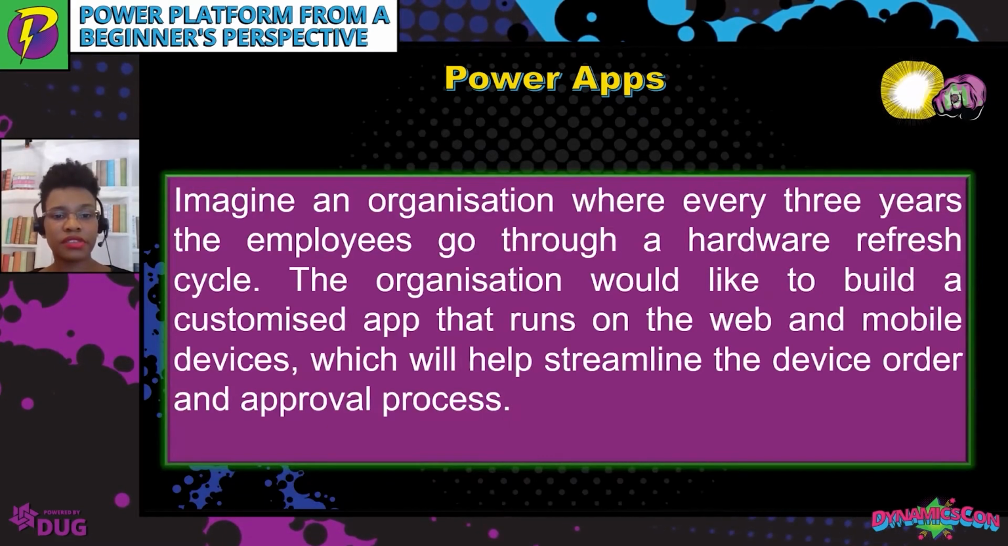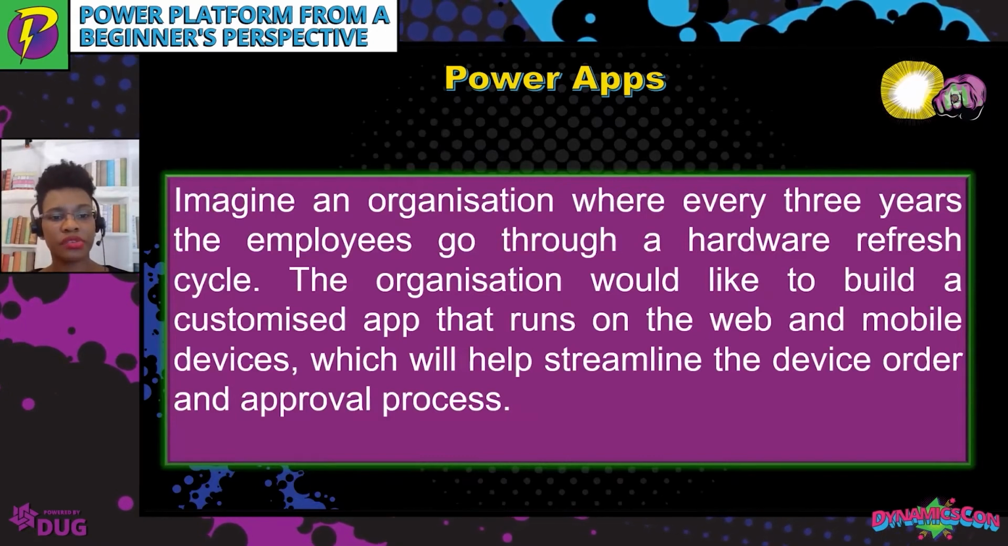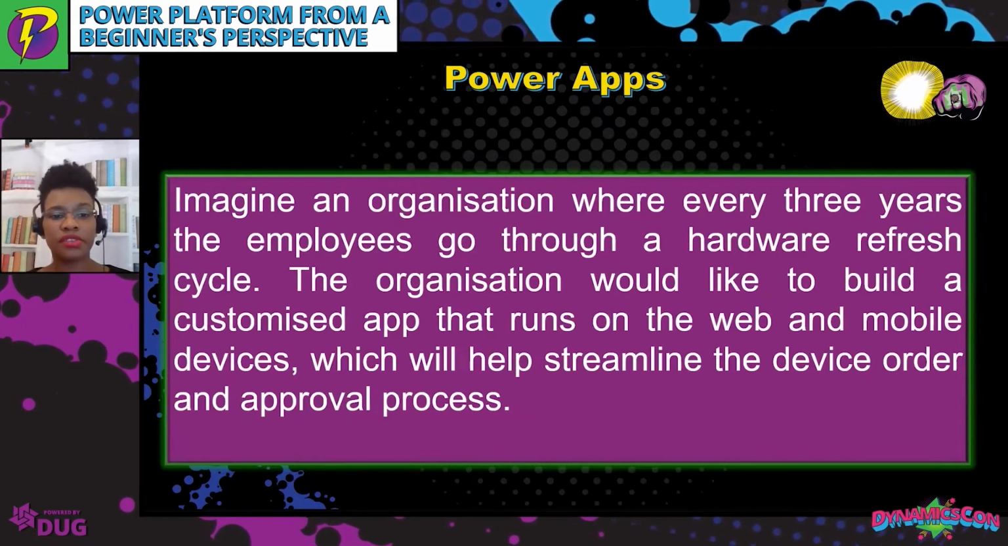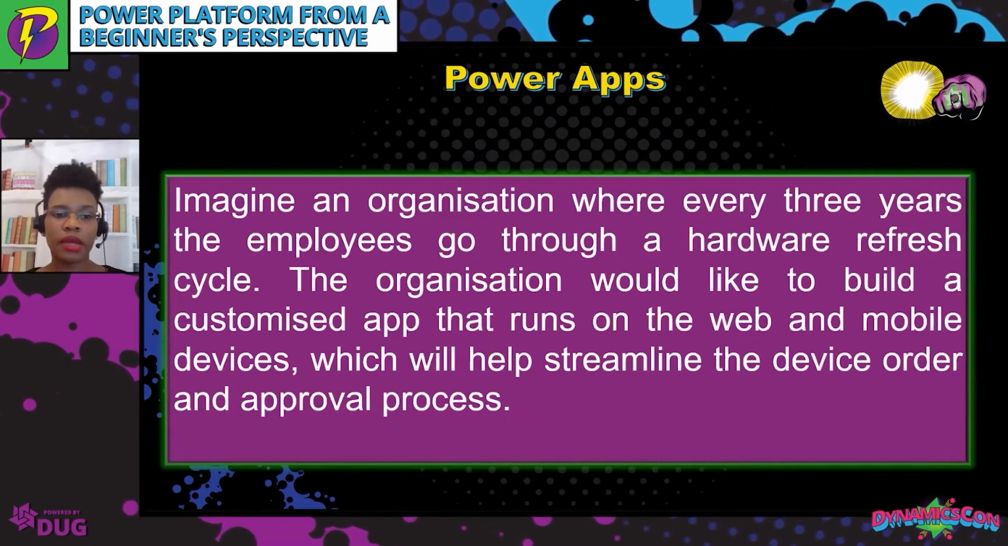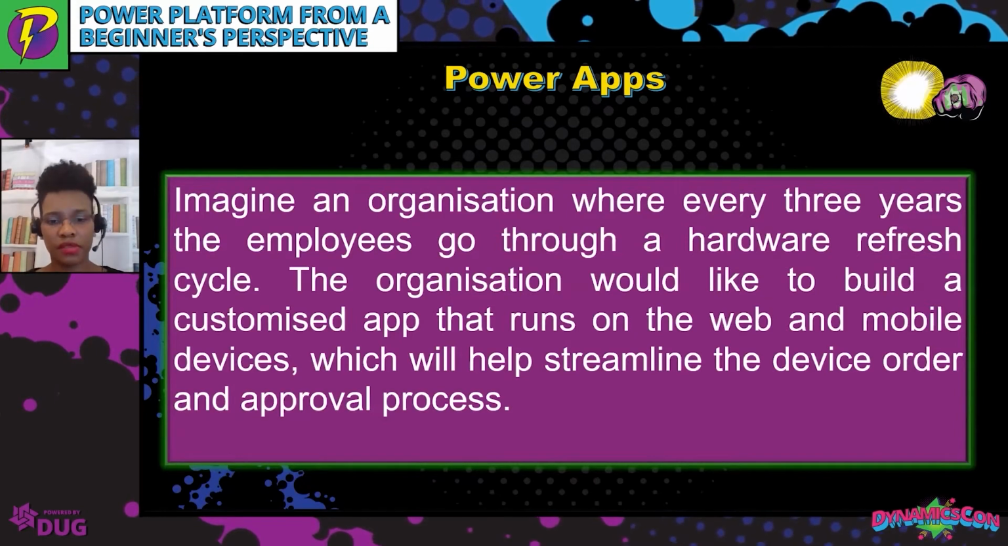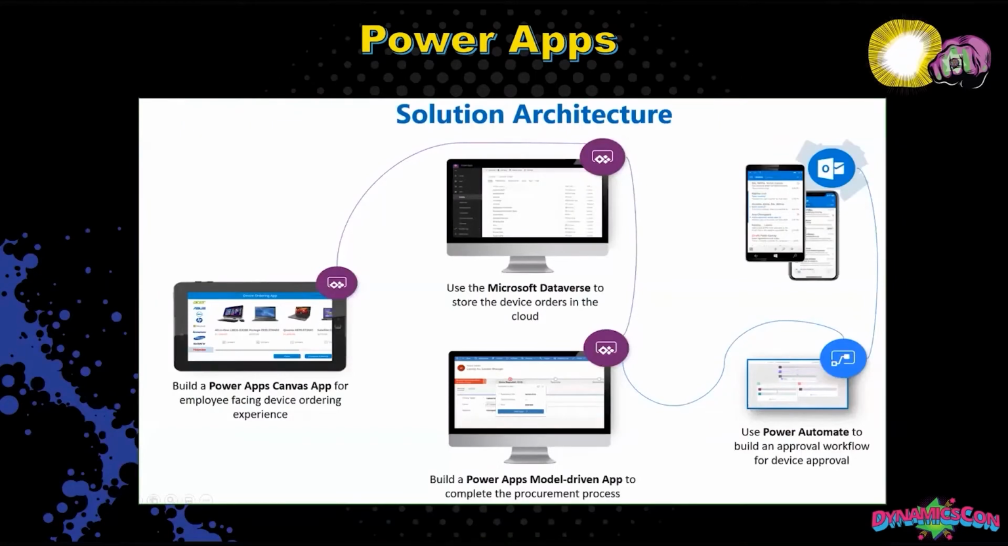So imagine an organization, as it says on screen, where every 3 years, the employee goes through a hardware refresh cycle. The organization would like you to customize an app that runs on the web and on your mobile, and also helps to streamline the device order processing. We would build the app within Canvas app and store our data within the Dataverse. And to streamline the back office process so the procurement team can get our data on time and follow a specific process, we'd use a model-driven app.